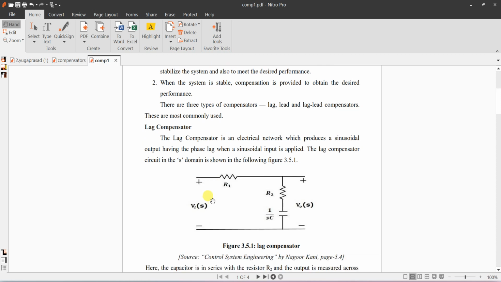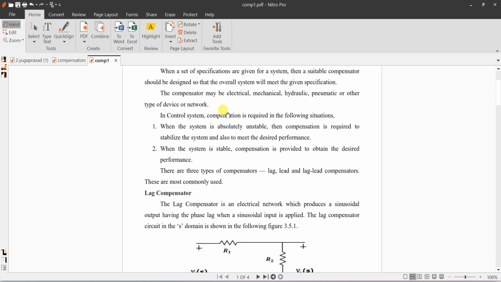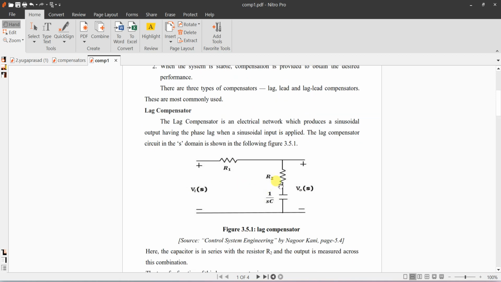This is the diagram of a lag compensator. This is an electrical network. There are different types of compensator circuits; a compensator circuit may be electrical or mechanical. We are going to study the electrical compensator circuit. So this is the lag compensator.